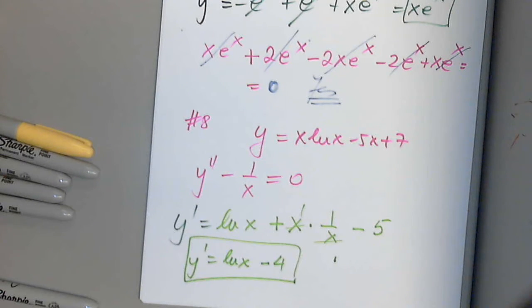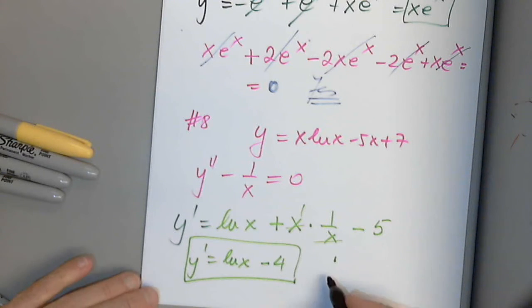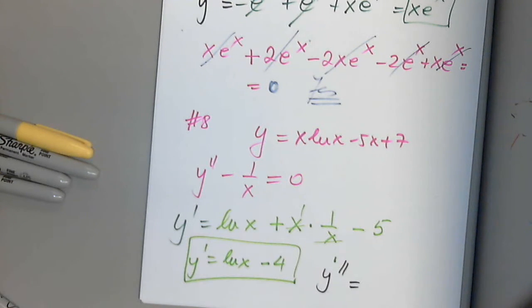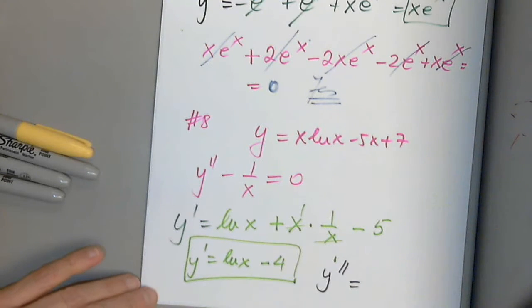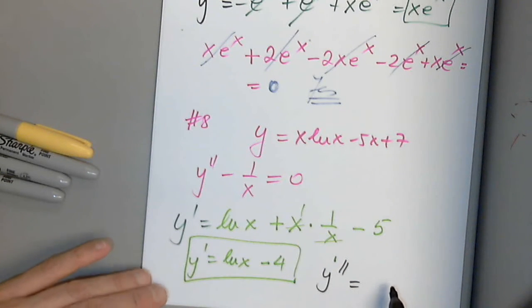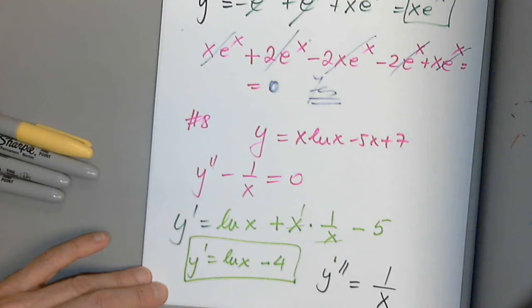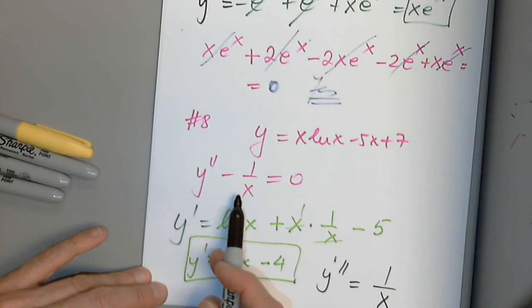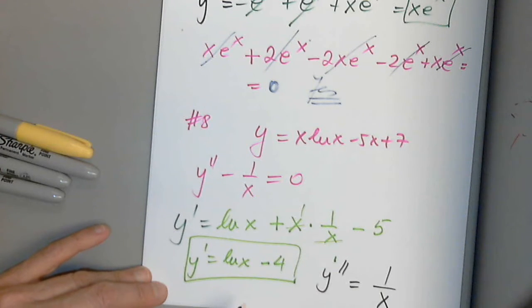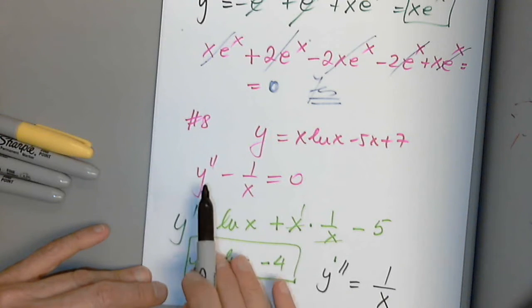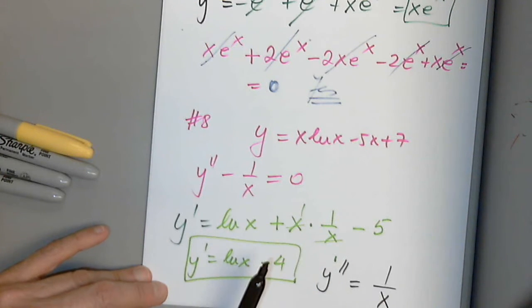So I found the first derivative. Now let's find the second derivative. What is the second derivative? 1 over x. Indeed. So plug in 1 over x in here, minus 1 over x. What do you conclude? It's true. Yes. So 1 over x minus 1 over x is indeed 0.